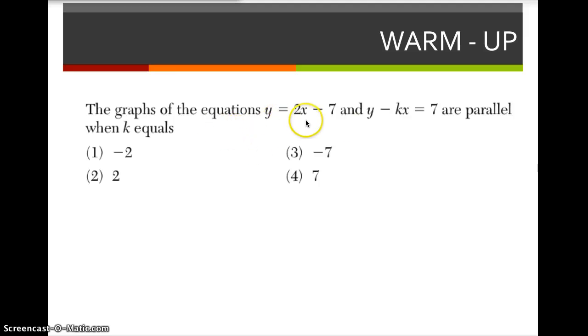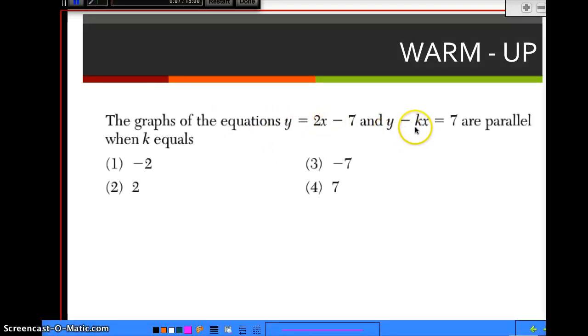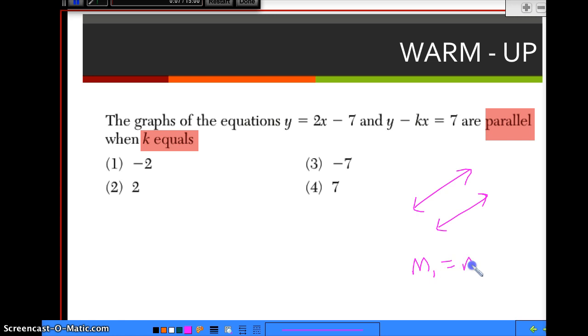The graphs of the equation y is equal to 2x minus 7 and y minus kx is equal to 7 are parallel when k is equal to what? Well, remember, if two lines are parallel, that means that their slopes are equal. So the slope of the first one will be equal to the slope of the second one. The slope of the first one, this is in y equals mx plus b, is equal to 2. So that's got to equal 2 on the second one.